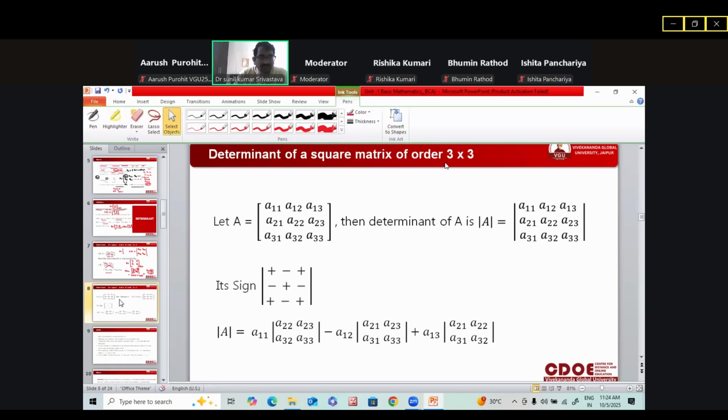You may ask whether you could know the process of finding the determinant of order 2 by 2. Once again, I can repeat it with you. Now suppose we have a determinant of order 3 by 3. We have a matrix A whose elements are given here, first row, second row, and third row. This matrix is of order 3 by 3. It has 3 rows and 3 columns, so it is a square matrix, and its elements are A11, A12, A13, A21, A22, A23, A31, A32, A33.